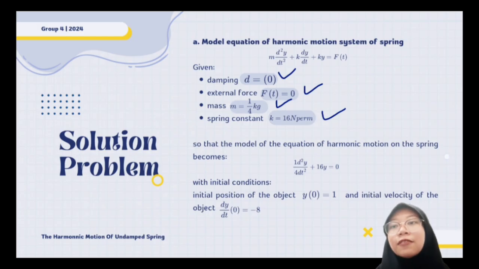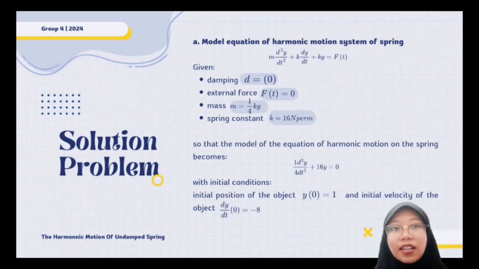So the model of the equation of harmonic motion on the spring becomes 1/4 y'' + 16y = 0, with the initial conditions: the initial position of the object is y(0) = 1, and the initial velocity of the object is dy/dt at 0, which is -8.